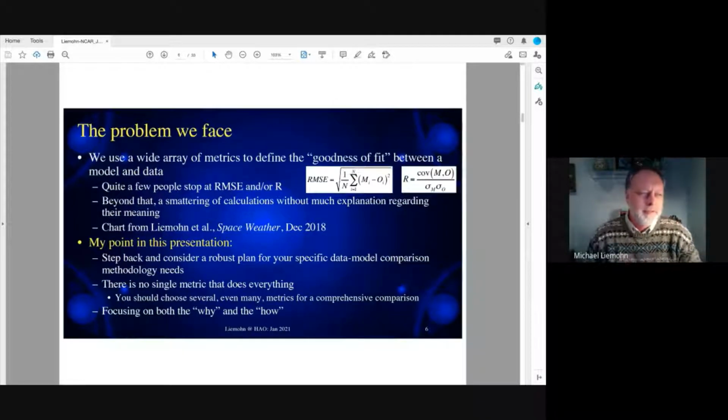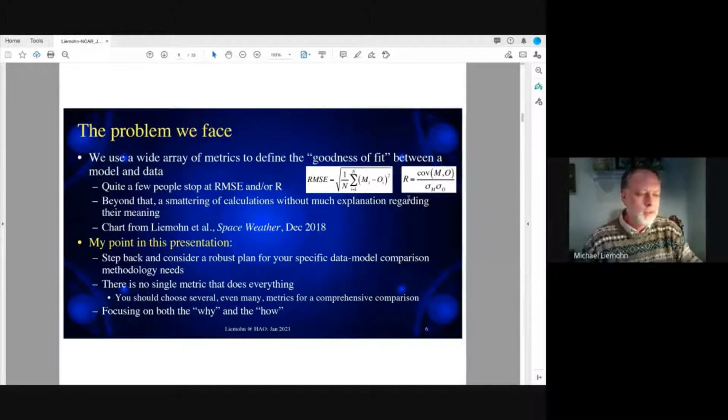So the problem we face here is that there are a wide variety of metrics out there, and we seem to often go to RMSE and R as two common ones, and this isn't a bad thing. But it is a limited view. And so I'm just going to say right now, the point of this presentation is that I'd like for people to consider stepping back from a narrow usage of data model comparisons, and really think about a bigger, broader view and choosing the metrics that are best suited for your particular needs of whatever assessment you're conducting at that particular time.